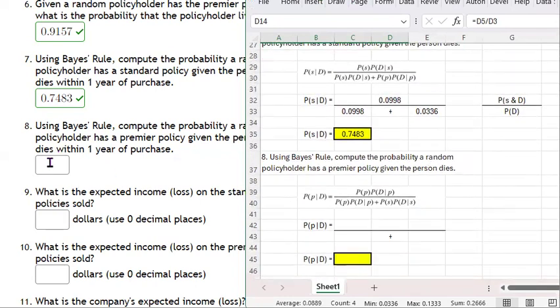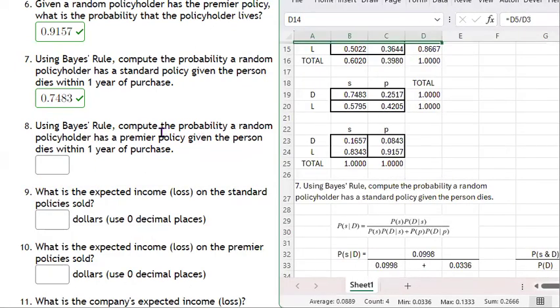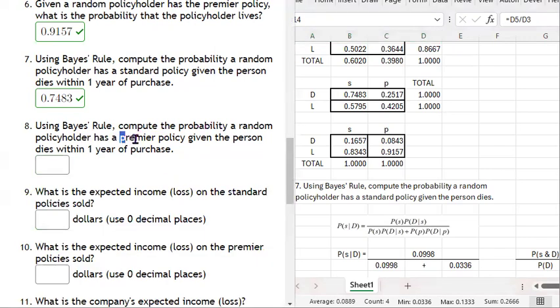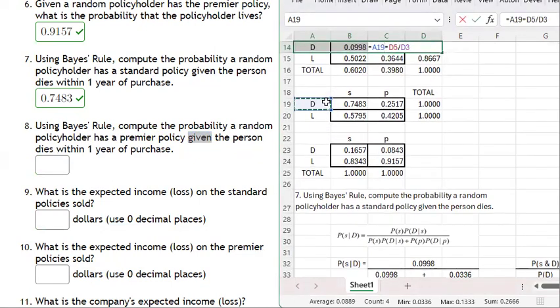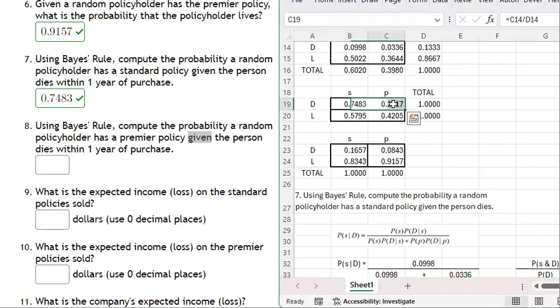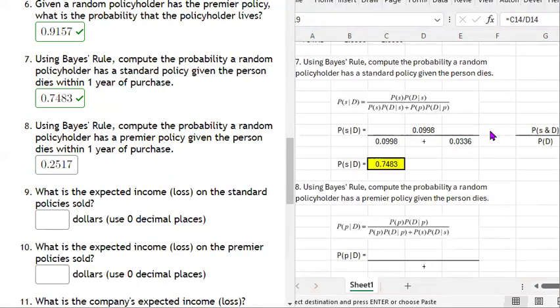Okay, so we also know this from the table, right? One of the tables above. We want to find the probability a random policyholder has a premium policy. So the probability of P, given the person dies within the year. Given the person dies within the year means we're in this row here, right? So this is the probability of P given D. So we can just use a table value for that number. So let's verify it through Bayes' rule.